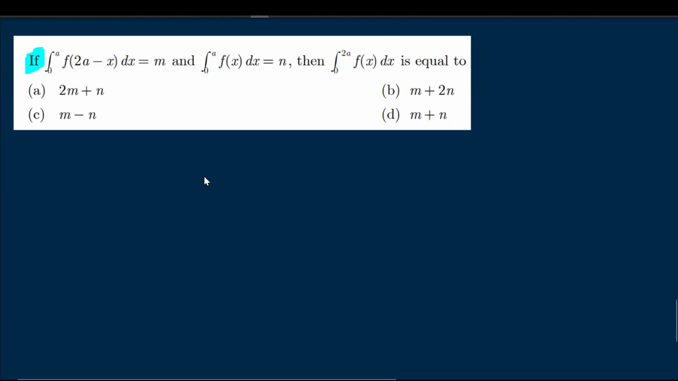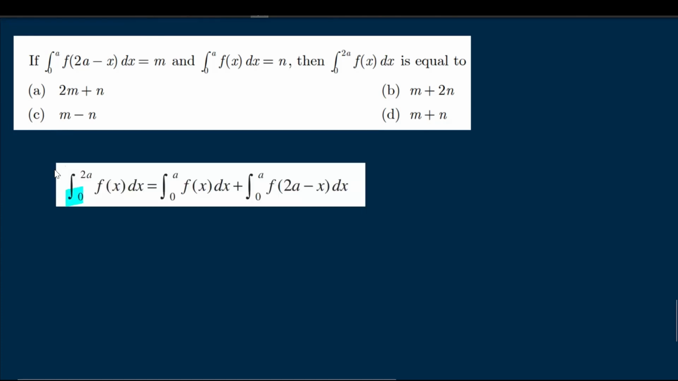Now, in this question, it is given that the integral from 0 to a of f(2a minus x) is equal to m, and the integral of f(x) from 0 to a is equal to n, and we have to get the value of this. If you remember, we have a direct property based on this. The integral from 0 to 2a of f(x) dx can be written as the integral from 0 to a of f(x) dx plus the integral from 0 to a of f(2a minus x).